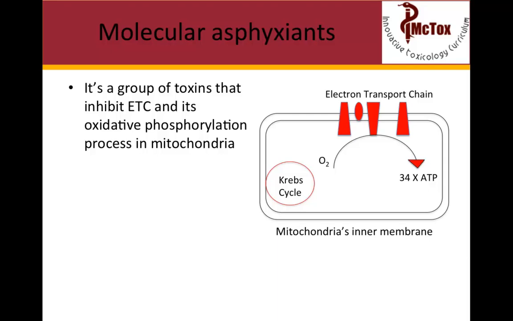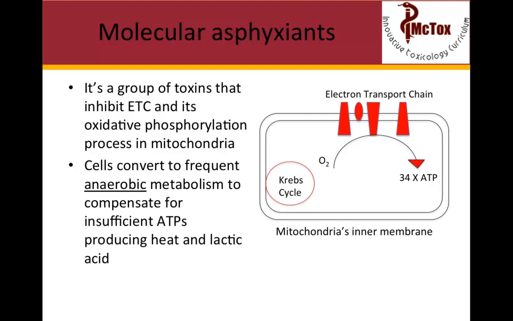Molecular asphyxiants are a group of toxins that work by inhibiting oxidative phosphorylation by blocking the electron transport chain in the mitochondria. When this happens, cells are forced to convert to the more inefficient anaerobic metabolism. This results in the production of excess heat and lactic acid for a fewer net total of ATPs.